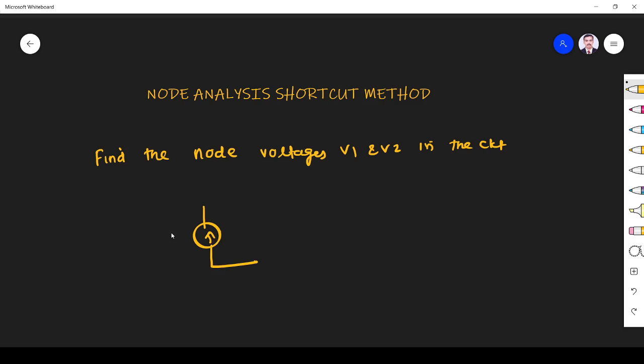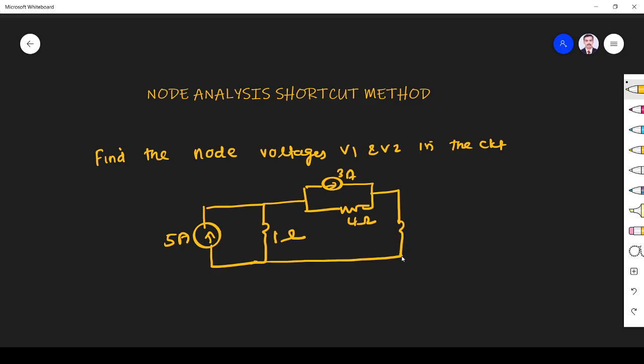Here we have a 5 ampere current source that is connected in parallel with a 1 ohm resistor, and we have a 3 ampere source here and a 4 ohm resistor here. Then we have a 2 ohm resistor. So here it is V1, they are given in the problem. This is V2. We have to find V1 and V2.